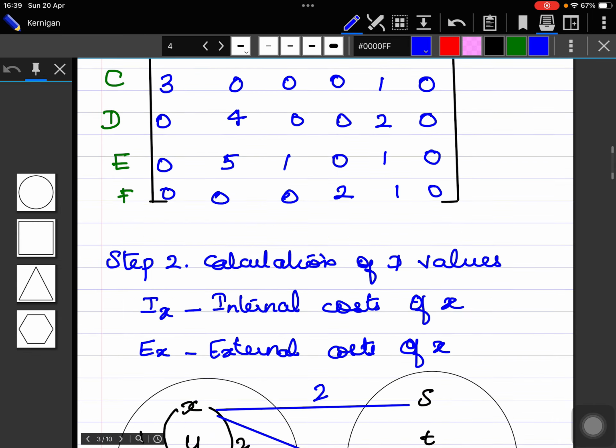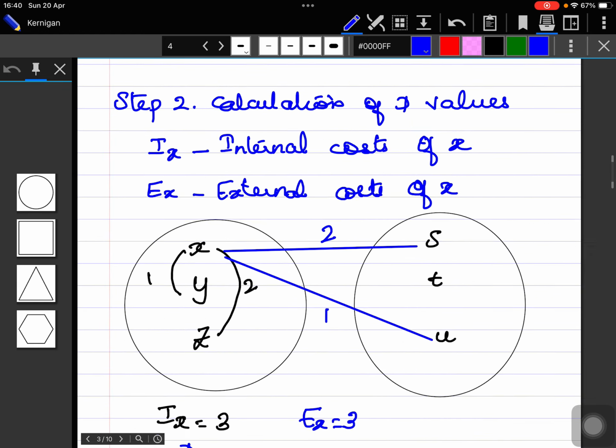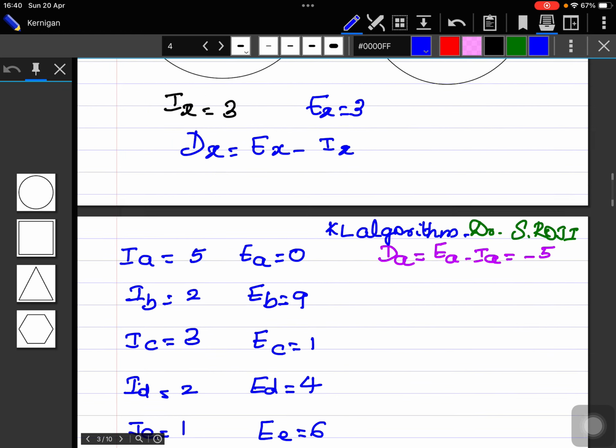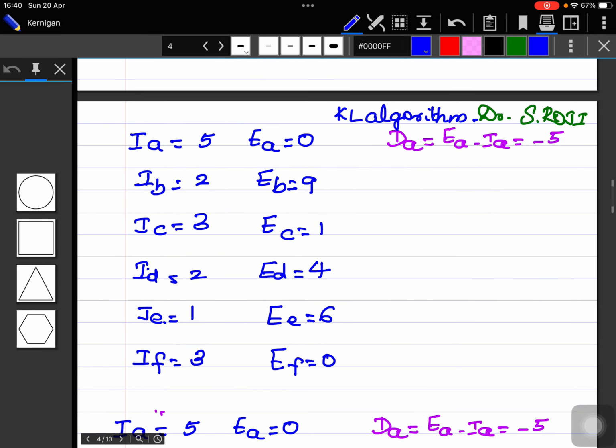IA, what is IA here? A is linked with B and C in the same partition. So the internal cost of A using the same approach is calculated as 5, EA is 0, IB is 2, EB is 9, and so on, right? Similarly, IC is 3, EC is 1, ID is 2, ED is 4, and so on, right?